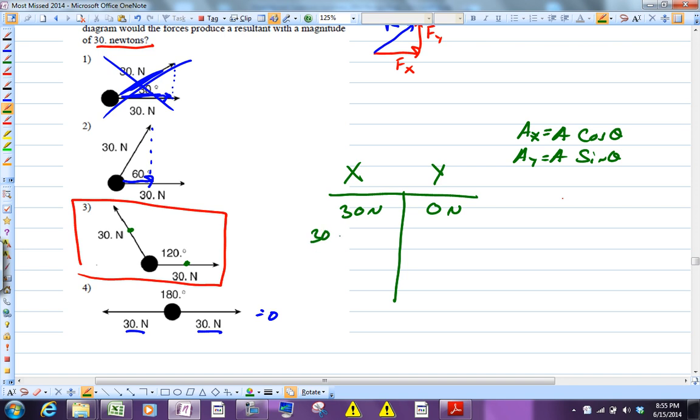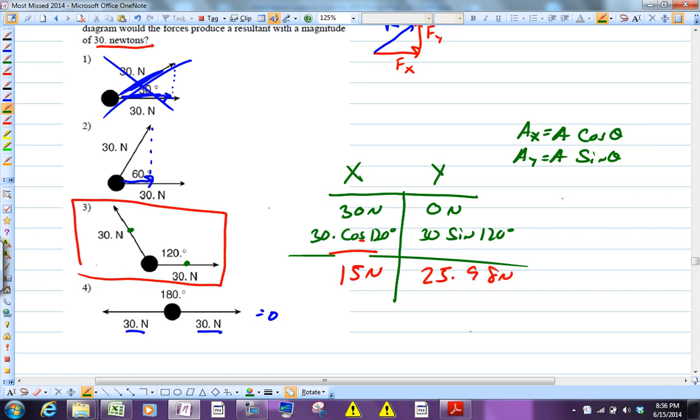So this is going to be 30 times the cosine of 120 degrees, and this is going to be 30 times the sine of 120 degrees. When I add those, 30 plus 30 times the cosine of 120 gives me 15 newtons, and 0 plus 30 times the sine of 120 gives me 25.98 newtons. So if we were adding these as a vector addition problem, there would be an x component of 15 newtons plus a y component of 25.98 newtons.